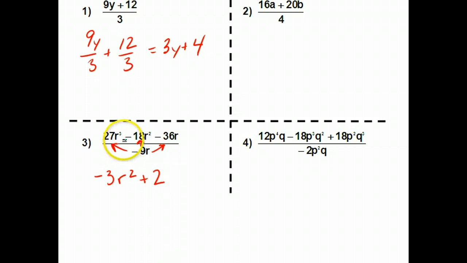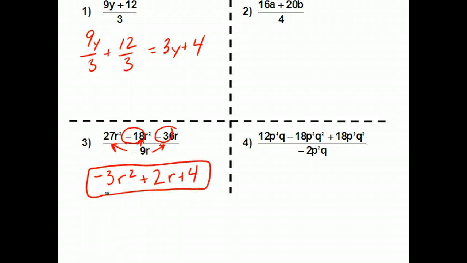Okay, this 18, you've got to really remember that it has that sign out in front of it. So minus 18 divided by minus 9 gives me plus 2. And then r squared divided by r gives me r. And here again, the minus goes with 36. So minus 36 divided by minus 9 gives me plus 4. And then r divided by r is just 1. So there's your final answer. Okay, so that's a good start to the dividing. I'm going to leave 4 for you as a little exercise.